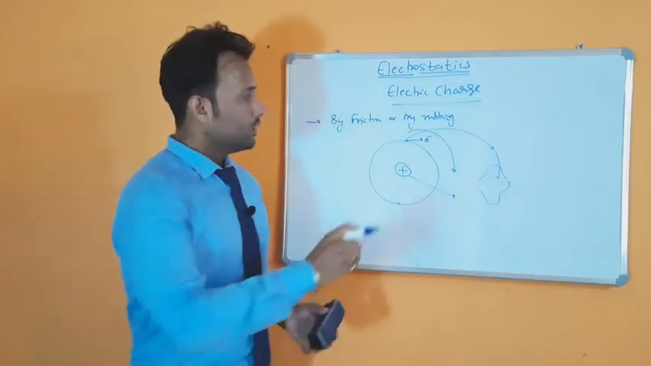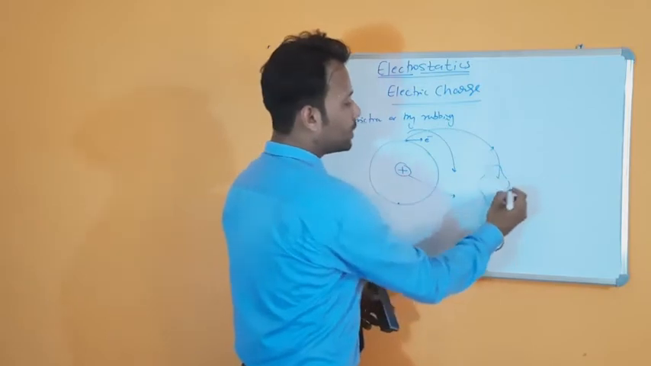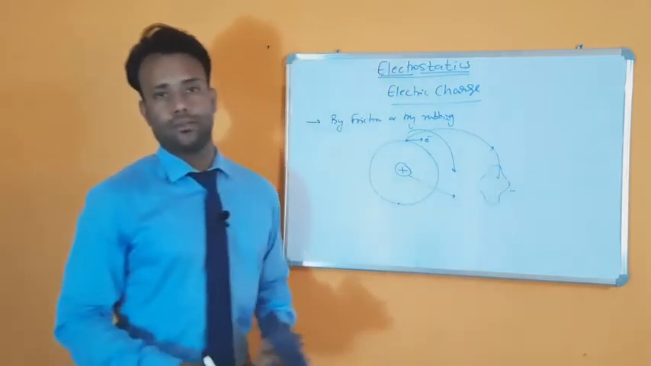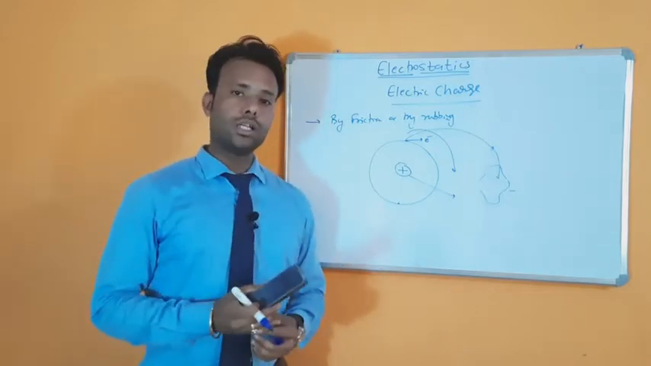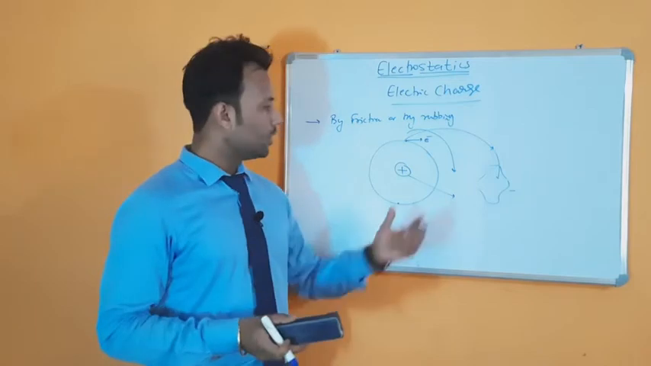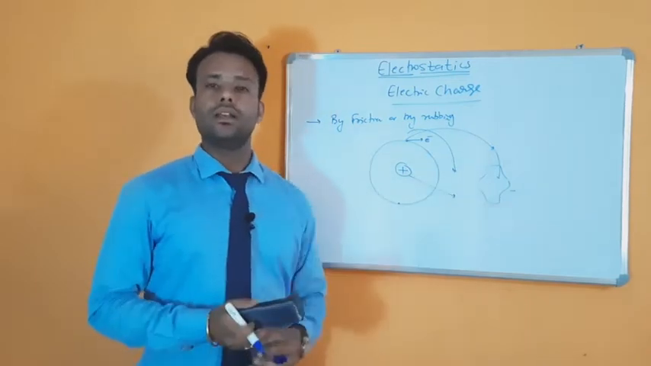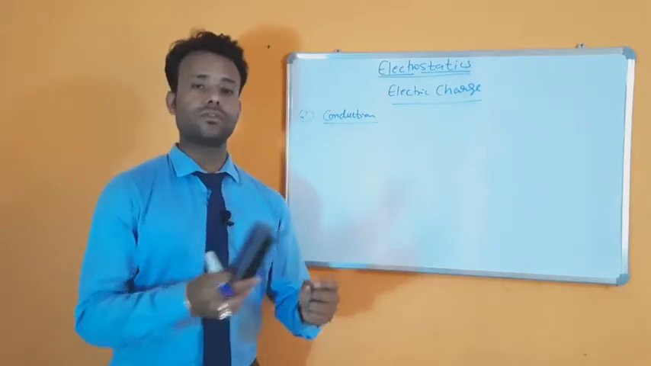But now some electrons from this body, when transferred to this body, now this body becomes negative. So in this activity, you've seen how the charge is transferred, or we can say how the charge is created in two bodies. This body becomes positive and this one is negative. Now let's talk about the second method of transferring charge.